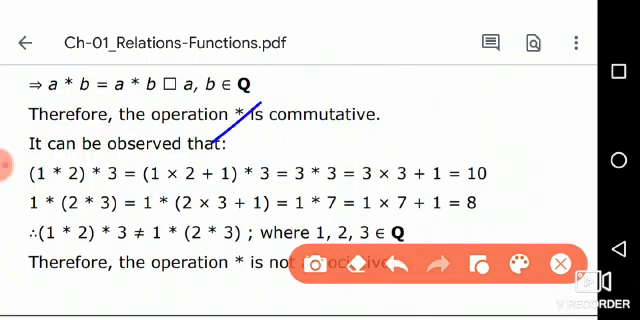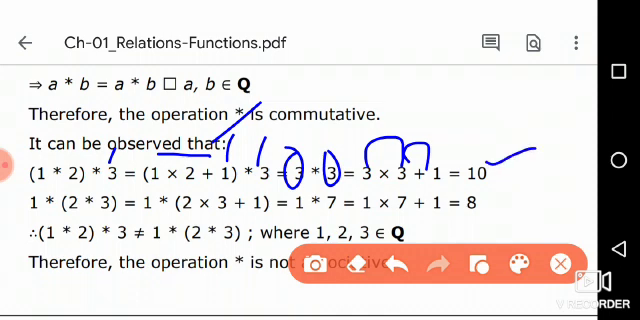It can be observed that (1 star 2) star 3 can be written as, according to the star definition, 1 into 2 plus 1, star 3. 1 into 2 plus 1 gives 3 star 3. Again, by the definition, first element into second element plus 1, it gives 10. This is our left hand side of the associative law.